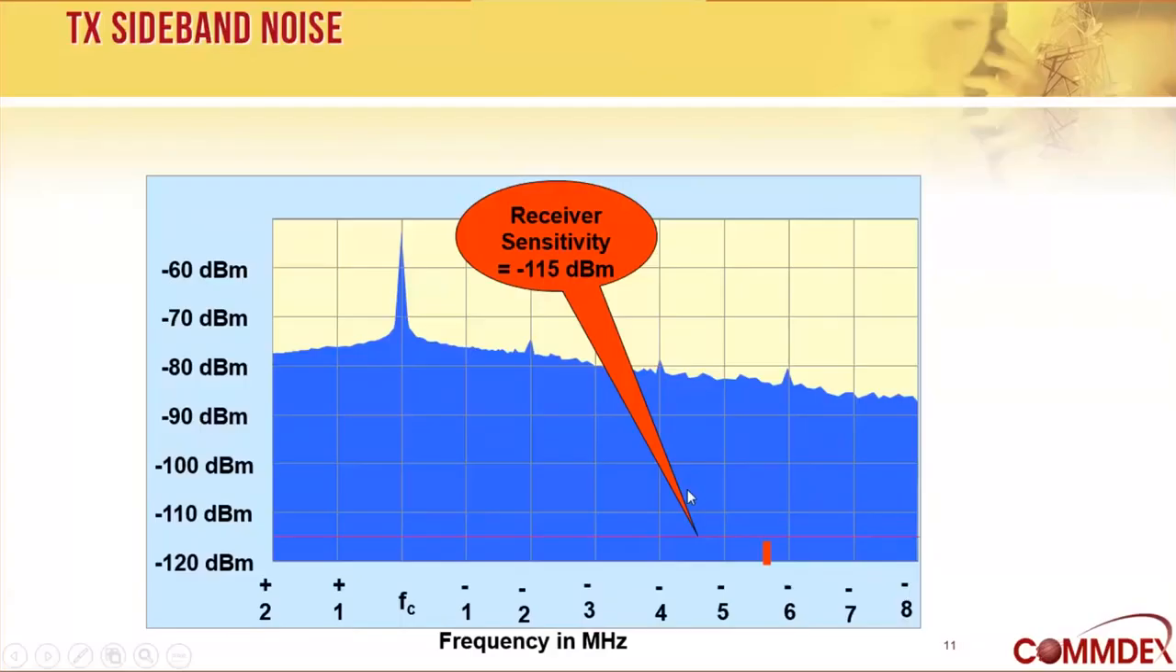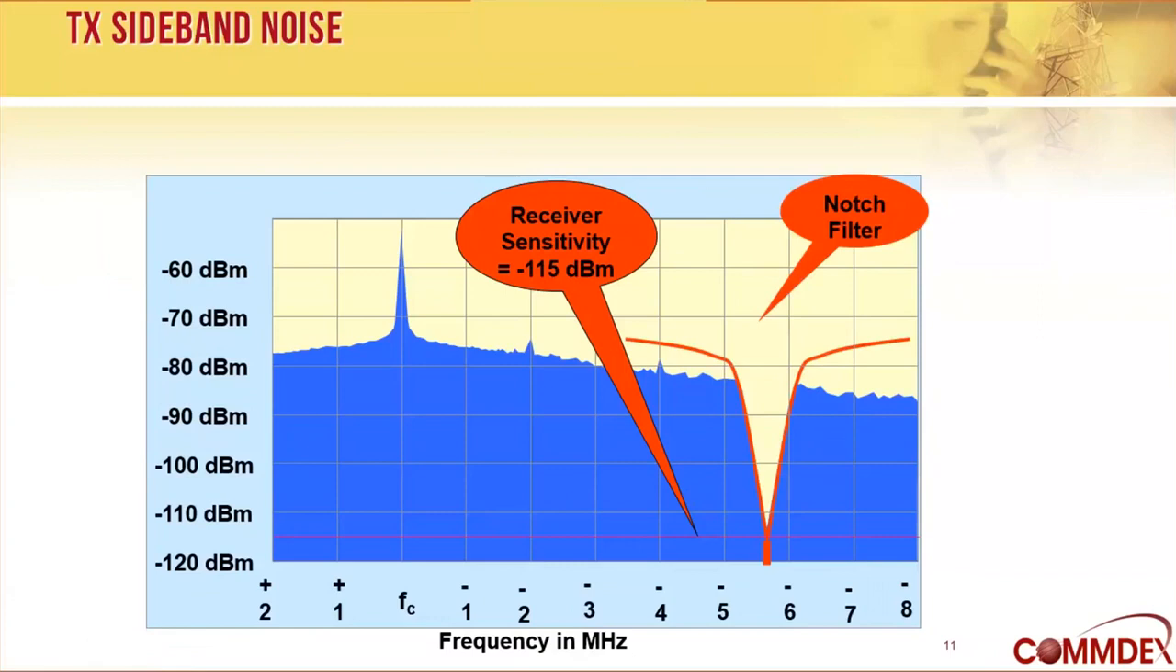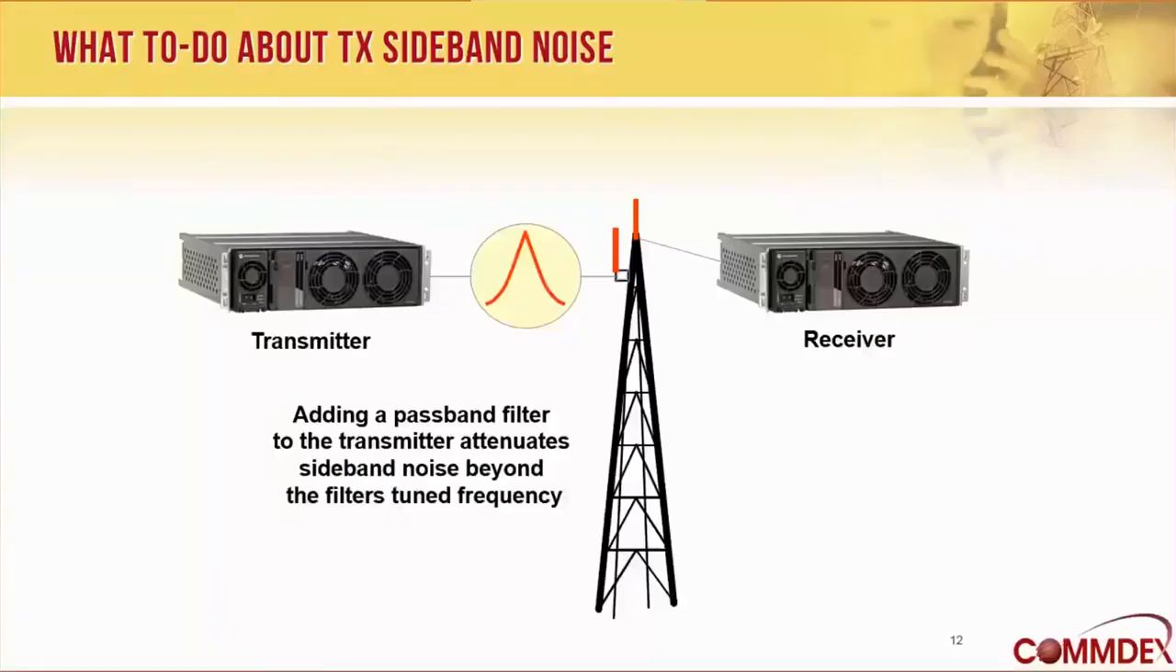So let's look at an example. Here is a receive sensitivity line of about minus 115 dBm. And we just added a notch filter to it. Without getting specific numbers on here, you can see that the notch filter tuned to the receive frequency does a great deal for cutting back on the sideband noise frequency 5 megahertz away. So that's one thing we can do.